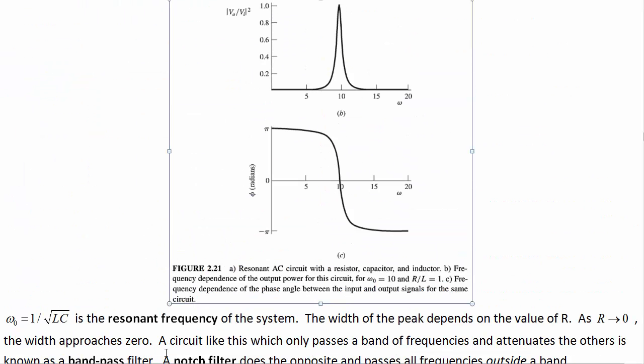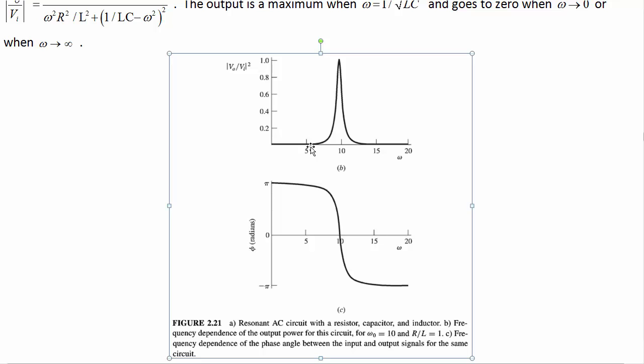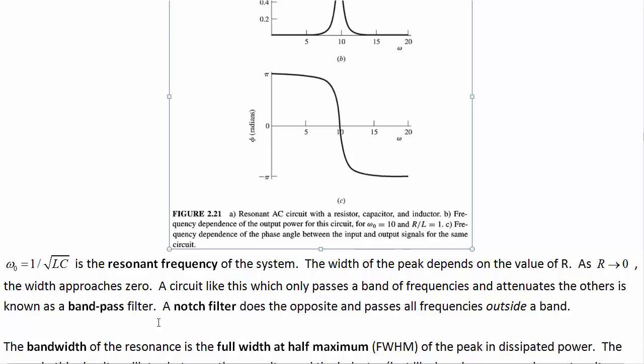This circuit's also a filter in that it stops some frequencies from going through and only allows certain frequencies through. It doesn't let high frequencies through, it doesn't let low frequencies through, it lets some narrow band of frequencies in the middle through, and so this is called a bandpass filter. There's another kind of filter called a notch filter, which is the opposite of this.